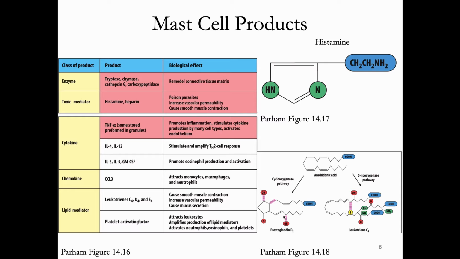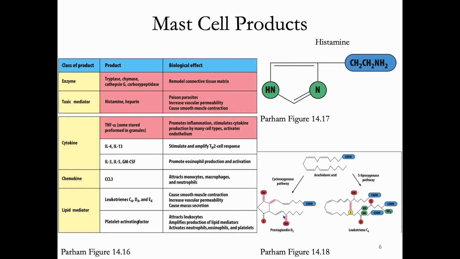One set of things that are in those mast cell granules are some toxic mediators. Specifically, the most common one is histamine. You can see histamine right here. Histamine will have a whole bunch of physiologic effects, which I will talk a little bit more about on the next slide.